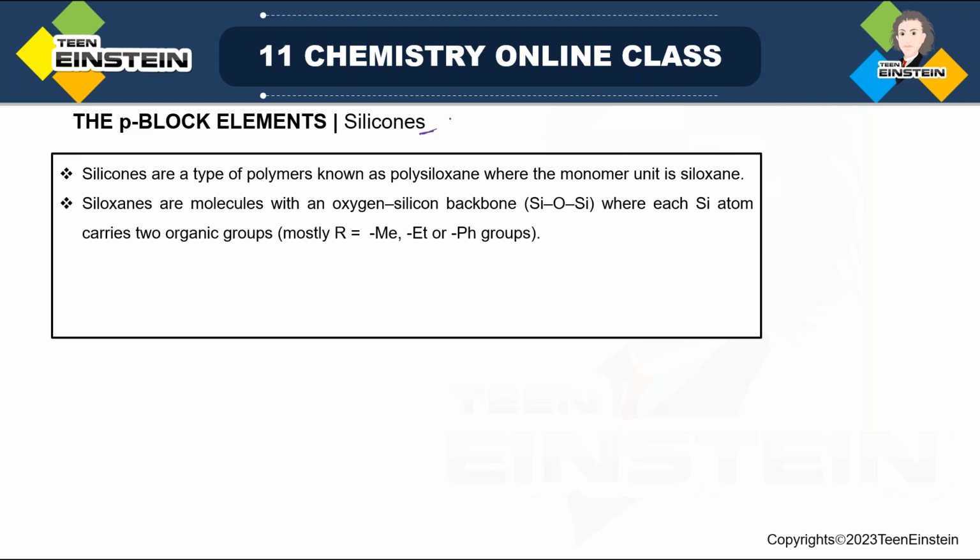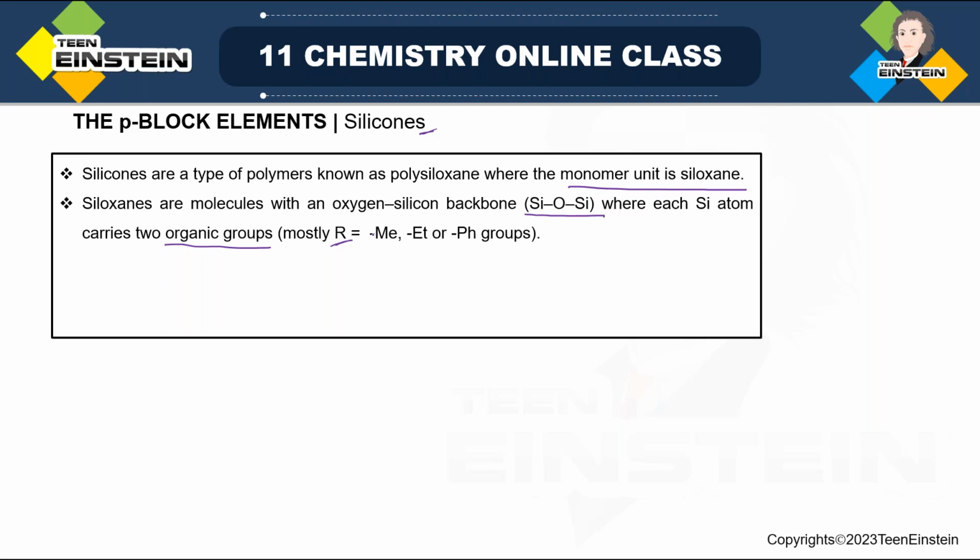So what is silicone? Silicones are actually a type of polymer. What kind of polymer? It is the kind of polymer where the monomer unit is siloxane. Next question arises, what is siloxane? Siloxane actually has this type of unit, an oxygen silicon backbone. And not just an oxygen silicon backbone, here the Si atom is also attached to 2 organic groups, suppose R groups, and these may be methyl, ethyl, some other alkyl group, propyl, or even phenyl group.